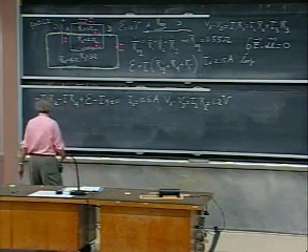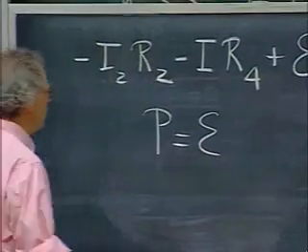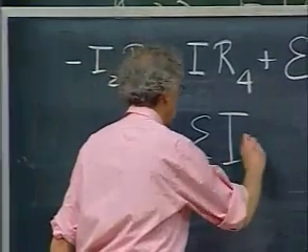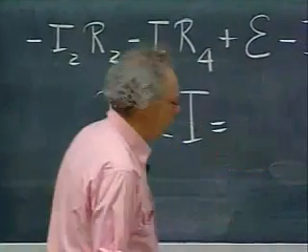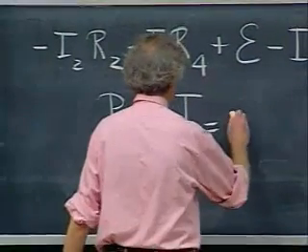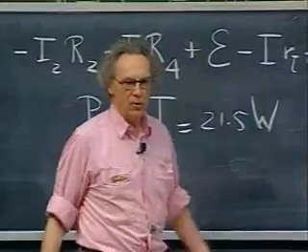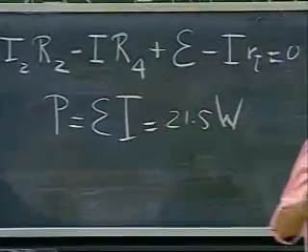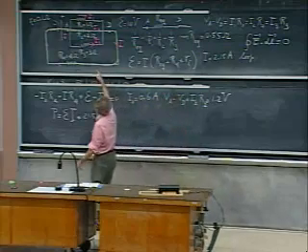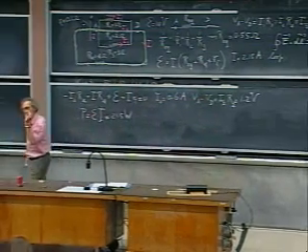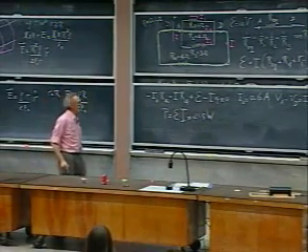What is the power delivered by this battery? That is the EMF times the total current I. We know the EMF, 10 volts. The total current is 2.15 amperes, so this is 21.5 watts. How does that show up, that energy? Well, it comes out in the form of heat. Heat in R4, heat in R1, R2, and R3, and a teeny weeny little bit of heat inside that battery because of that 0.1 ohm internal resistance.